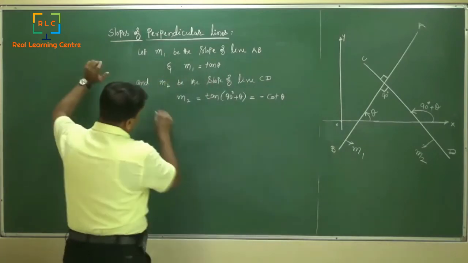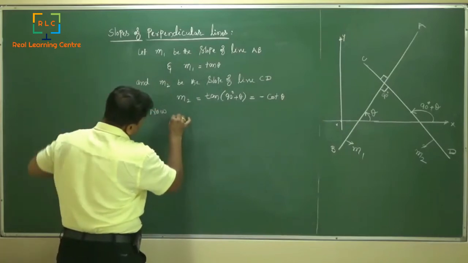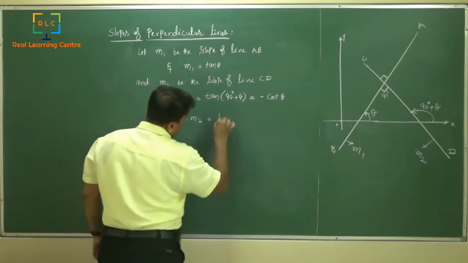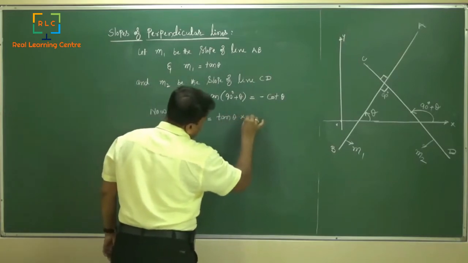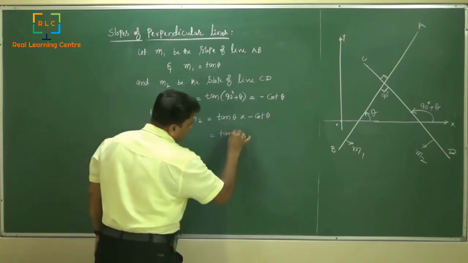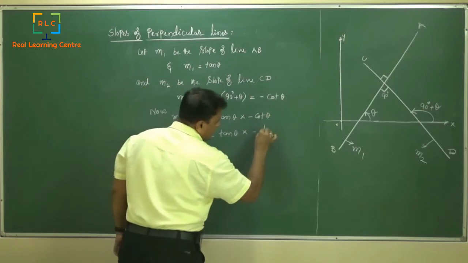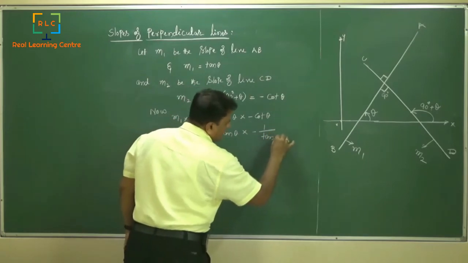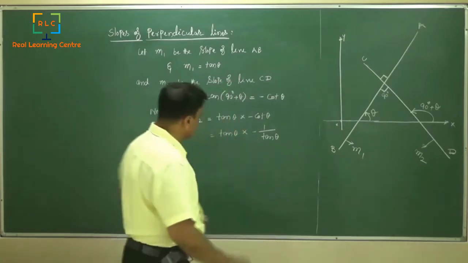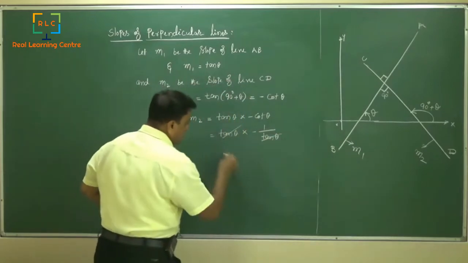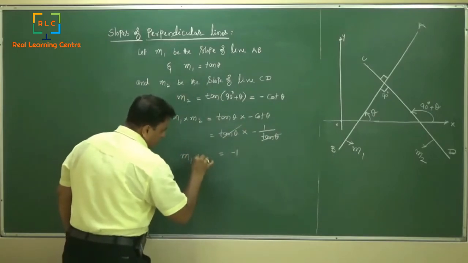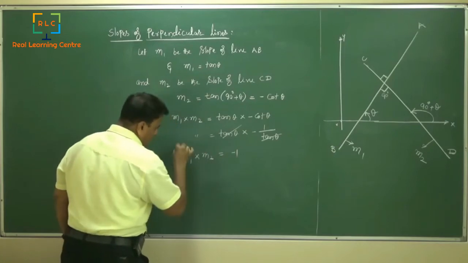So now we have to multiply. M1 into M2 is equal to, what is M1 here? Tan theta into minus cot theta. Cot theta can be written as 1 by tan theta by using the reciprocal relation, and tan theta gets cancelled. This will be equal to -1. Therefore M1 into M2 is equal to -1.